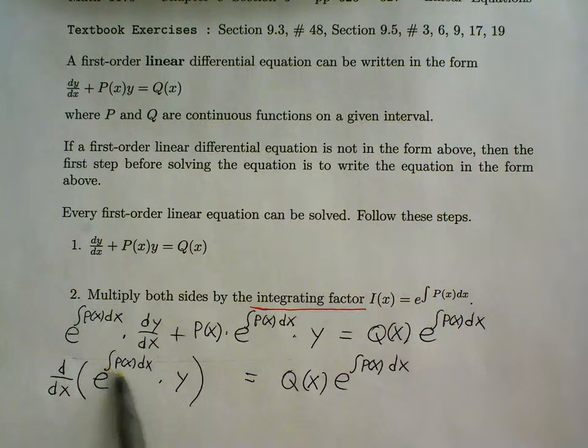So the integral of p of x dx is an antiderivative of p of x, and when we take the derivative of that antiderivative, we get p of x. So if this looks kind of weird, it's something that you've done before, just it hasn't been written in this form.